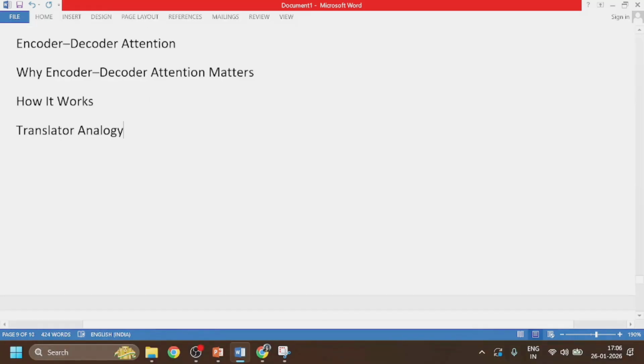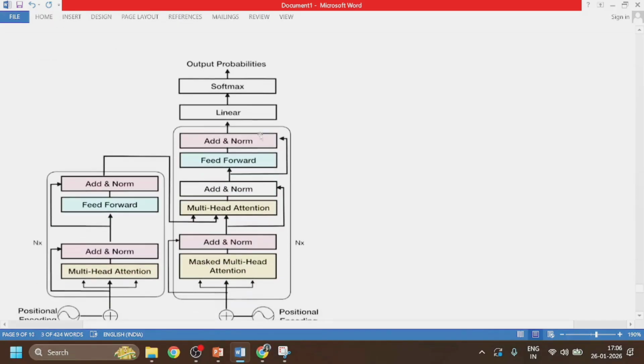Now we are going to understand encoder and decoder attention. Here you can see the output of the encoder is connected to this layer of the decoder. This line is the encoder-decoder attention.